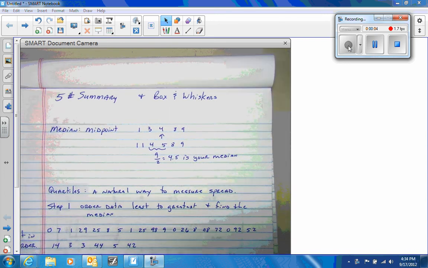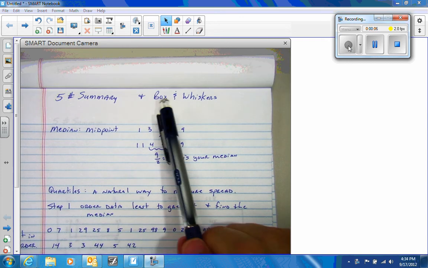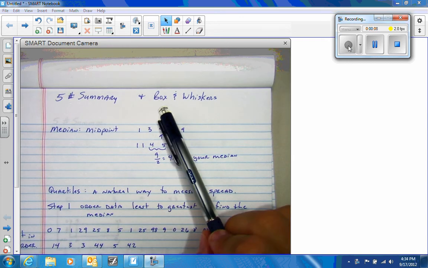Today what we're going to talk about is the 5-number summary, and from that 5-number summary we're going to learn how to make a box and whiskers plot.